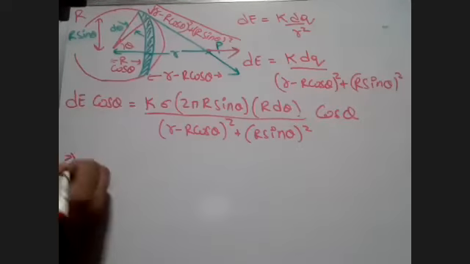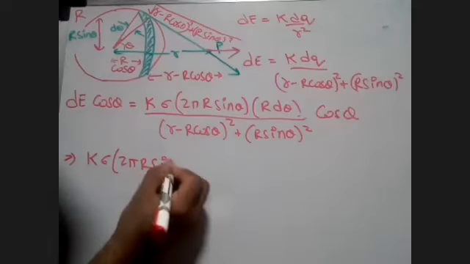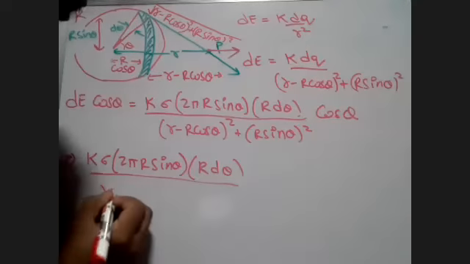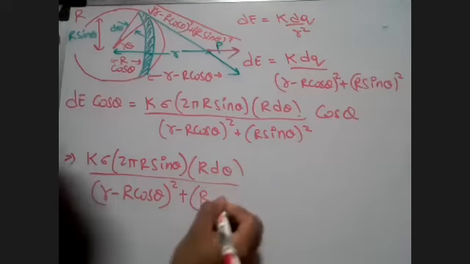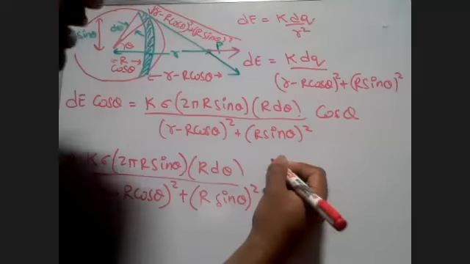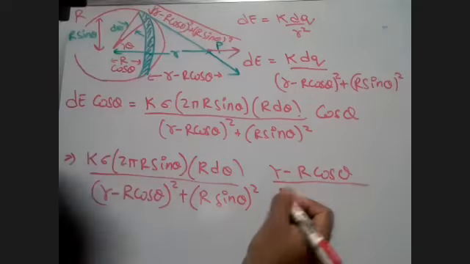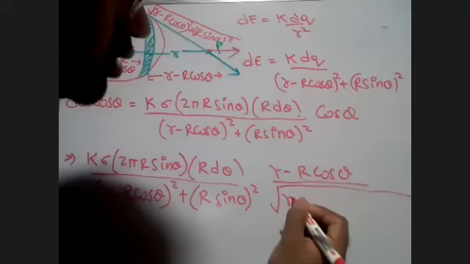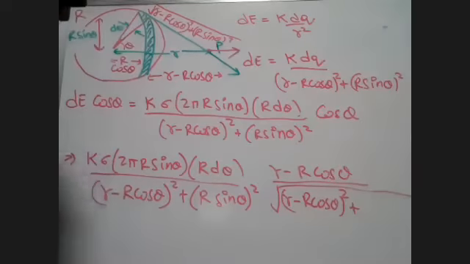What I'm going to get is basically k sigma 2 pi R sin theta into R d theta upon (small r minus R cos theta) whole square plus (R sin theta) whole square, into cos theta, which I said is adjacent over hypotenuse, that is r minus R cos theta upon the square root of (r minus R cos theta) whole square plus (R sin theta) whole square.